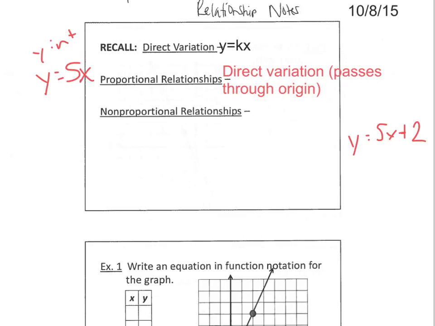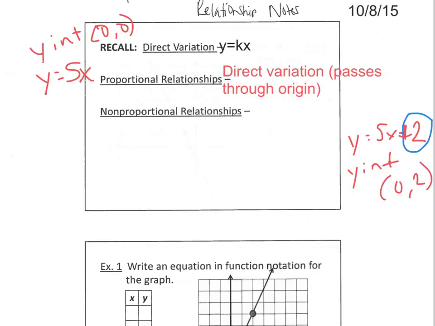Okay? Alright, so your y-intercept is at (0, 0). And on this one right here, on the non-proportional, the y-intercept is at what? Right here, positive 2. Alright, so y-intercept, and that would be (0, 2).